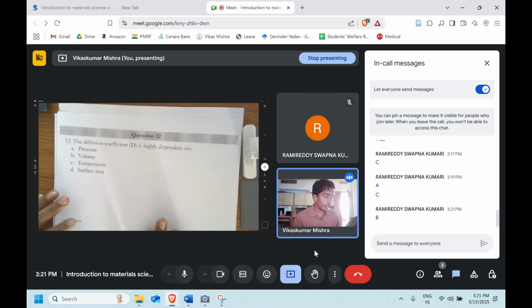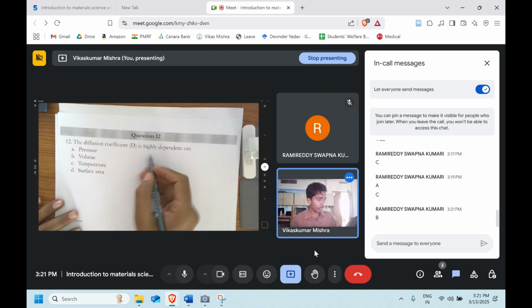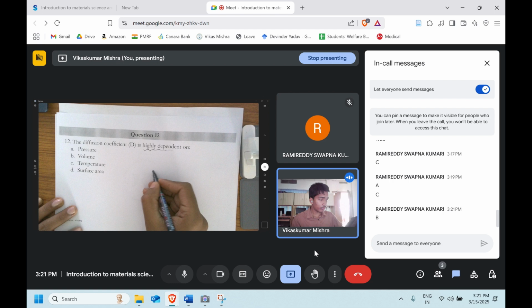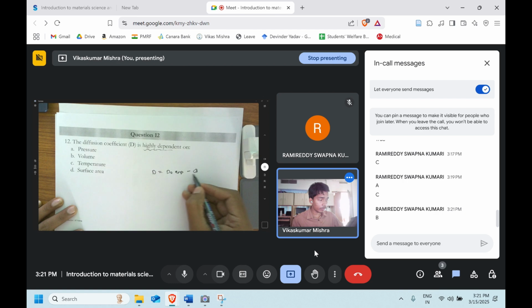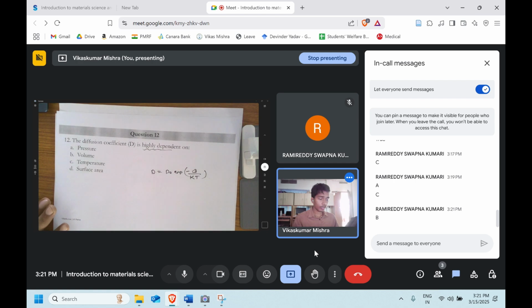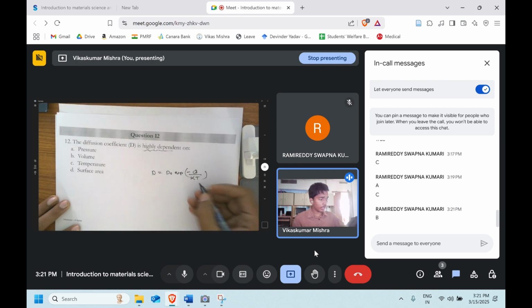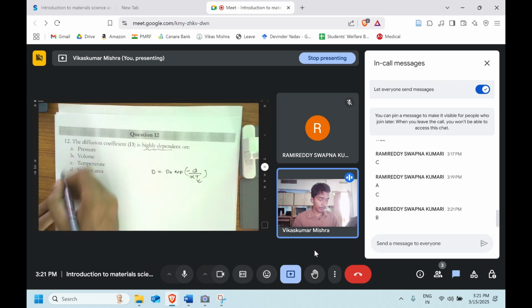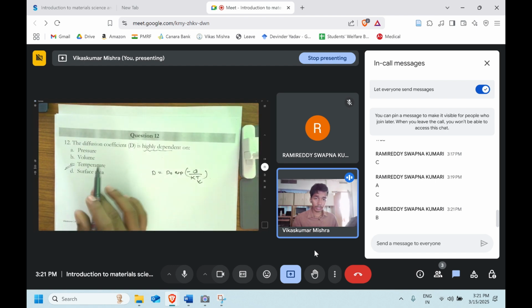The diffusion coefficient D is highly dependent upon which factor? It will depend upon all the factors which we have noted, but they are asking about the highest dependency. So we have D equal to D naught exponential minus of Q upon RT, or kT. Here we have seen that the temperature is a major factor. So among all of these, the temperature is the factor on which the diffusion coefficient will depend to a larger extent.